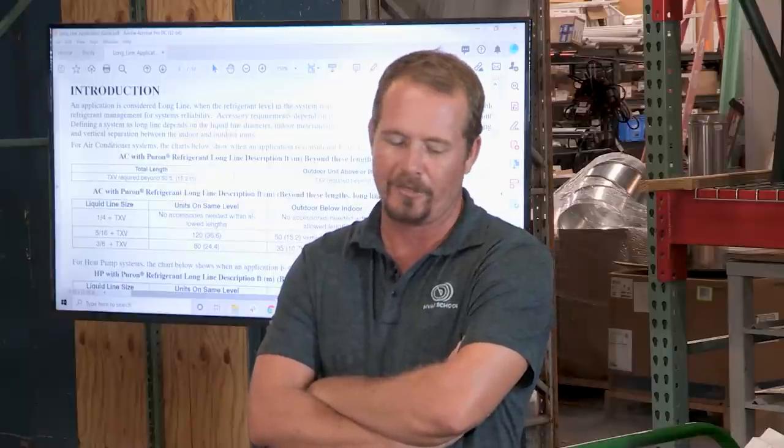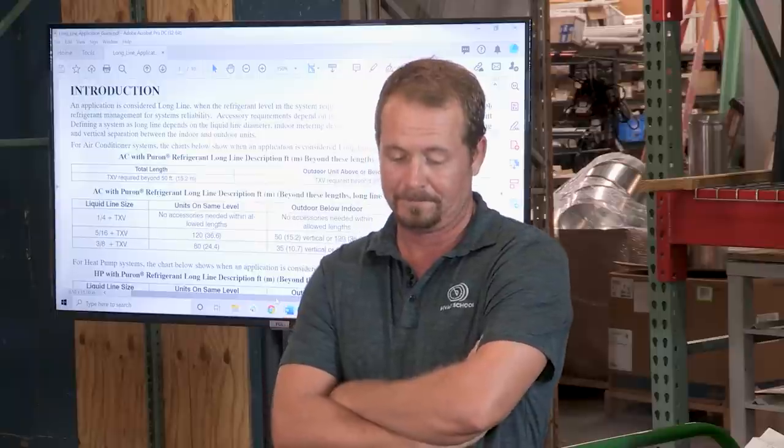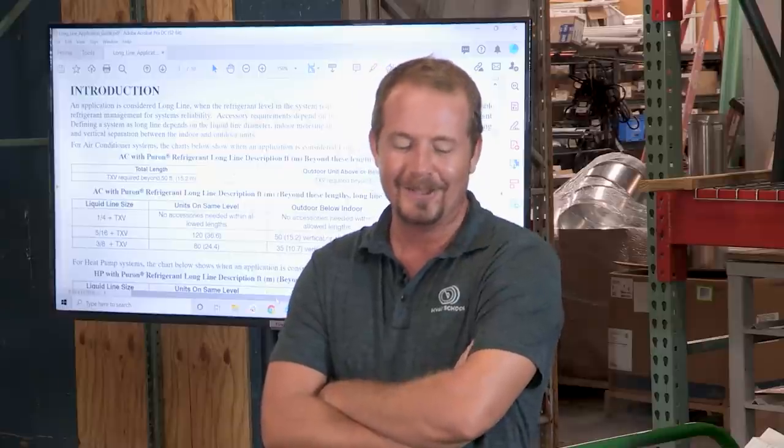Outdoor unit above or below indoor unit, TXV required beyond 20 feet. So this is an interesting thing, because we've been getting shipped systems with pistons in them for this entire time. And has anyone ever thought about the fact that if the outdoor unit is above or below the indoor unit, either one, which is interesting, no specific distance listed, just above or below it. So that's pretty much every one. If it's beyond 20 feet, a TXV is required.